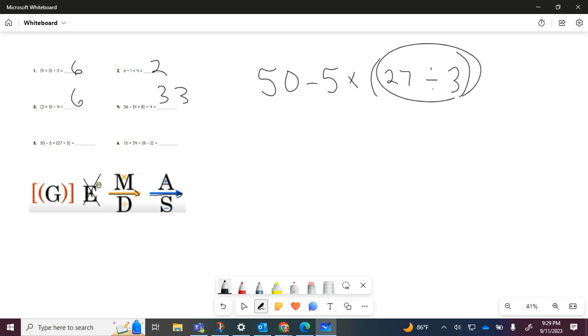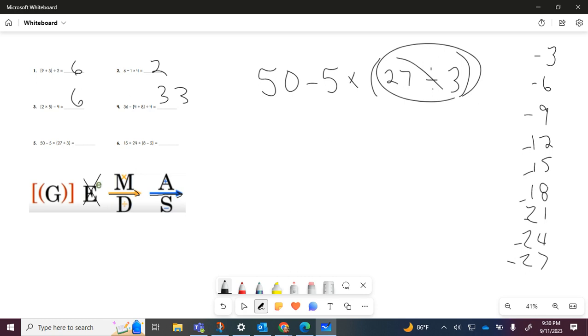3 can go into 27. If I'm counting, and this is all you're doing, you're seeing how many groups. So 3, 6, 9, 12, 15, 18, 21, 24, 27. Once you get there, now you're just going to count. So that's 1, 2, 3, 4, 5, 6, 7, 8, 9. So 9 is going to be in place of this.